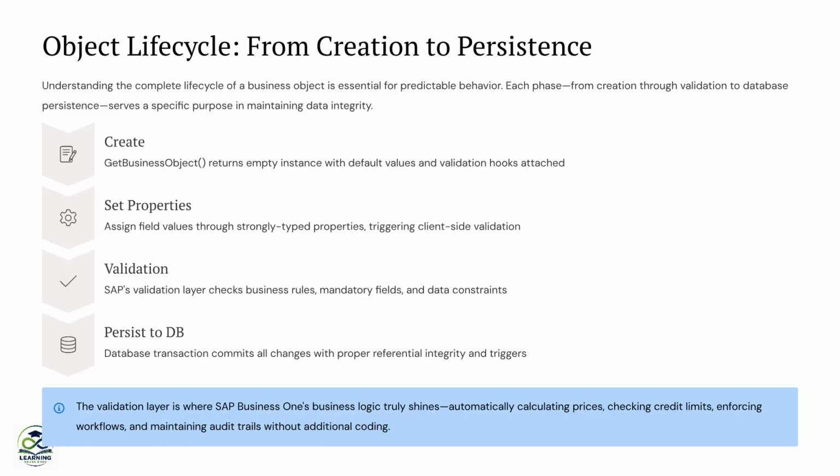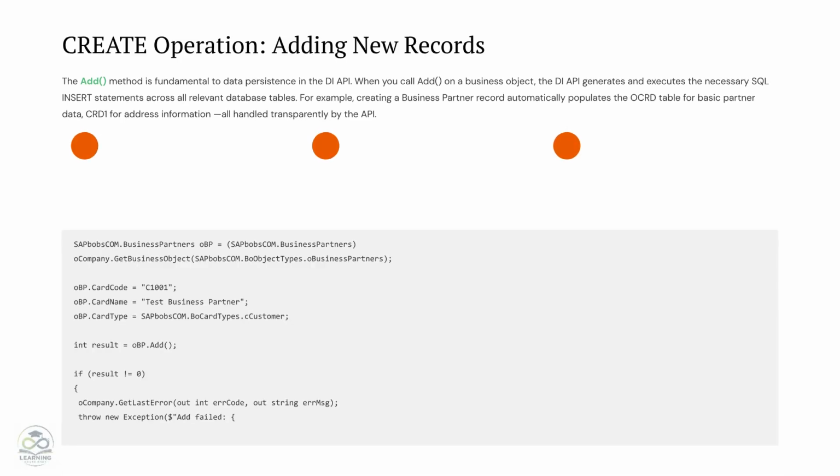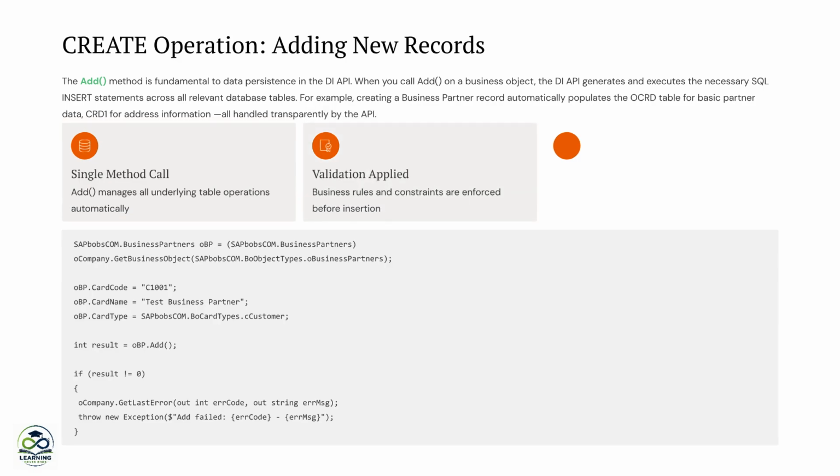The object lifecycle includes creation via getBusinessObject, setting properties, validation by SAP's business rules, and persistence to the database via transaction. This structured process maintains crucial data integrity. DI API supports standard CRUD operations. Add creates new records, GetByKey retrieves records for reading, update persists modifications after revalidation, and remove deletes records while respecting referential integrity. The add method manages underlying SQL insert statements across relevant tables. It performs necessary validation and handles document numbering automatically.